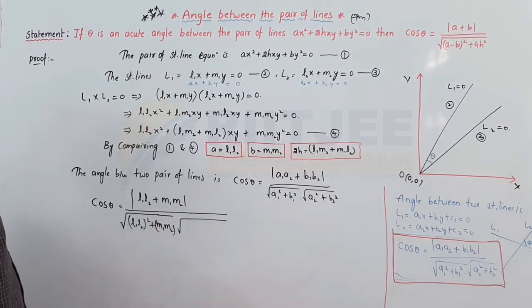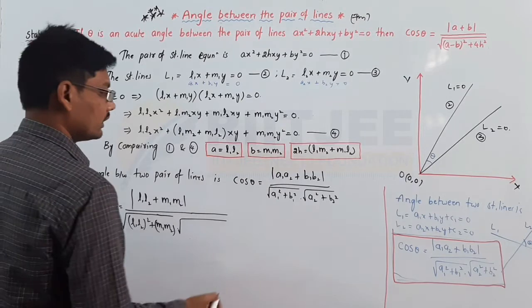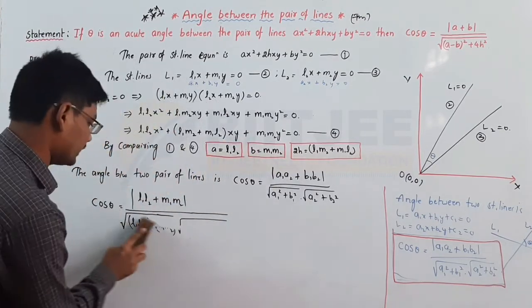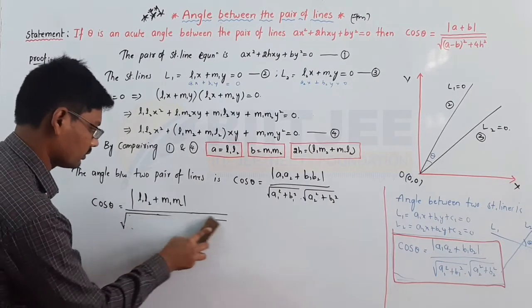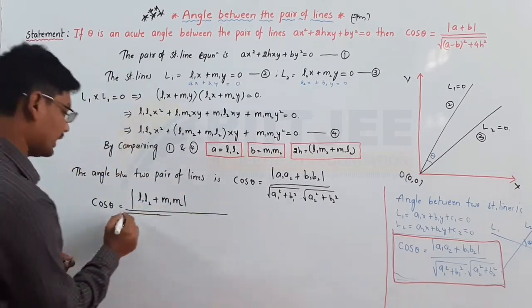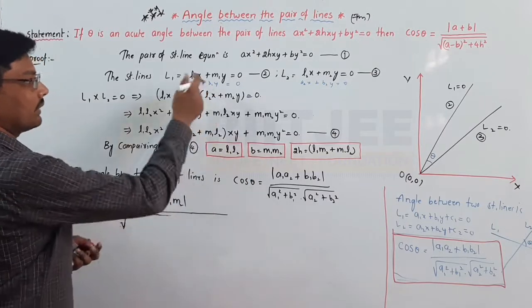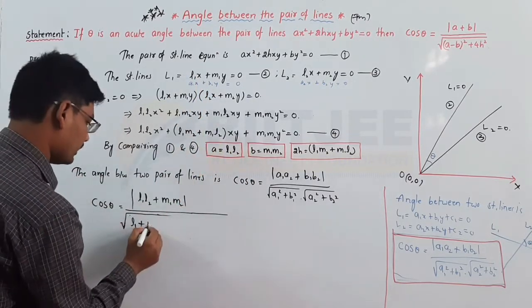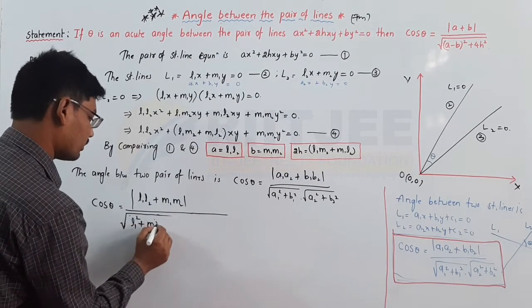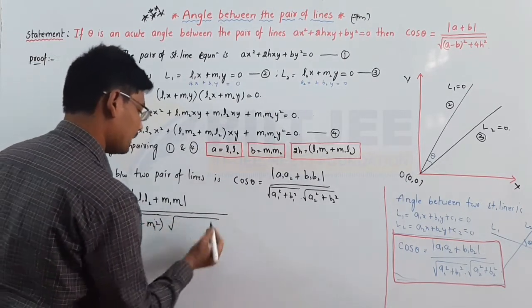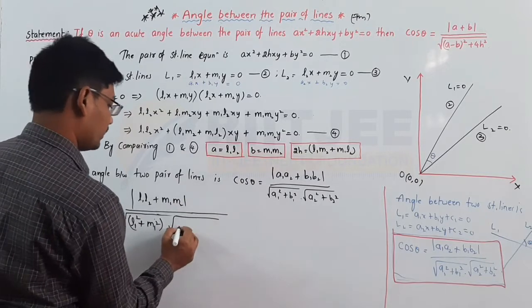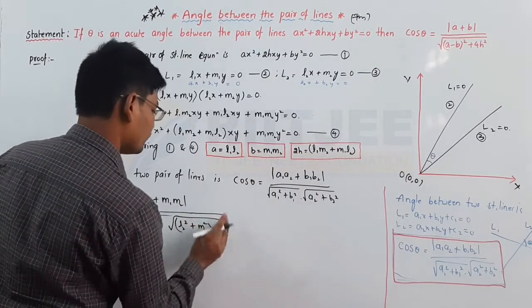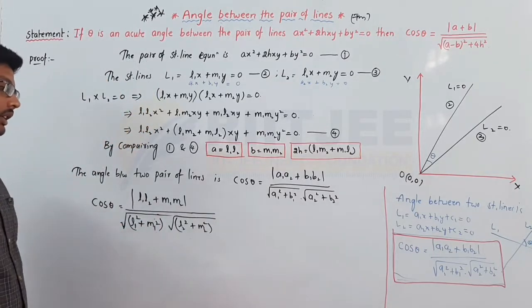A2 square is nothing but, here simply you can write, A is nothing but A1 is nothing but L1, B1 is nothing but M1, L1 square M1 square here. Now let's multiply L2 square plus M2 square. Simply this is the value for this one.